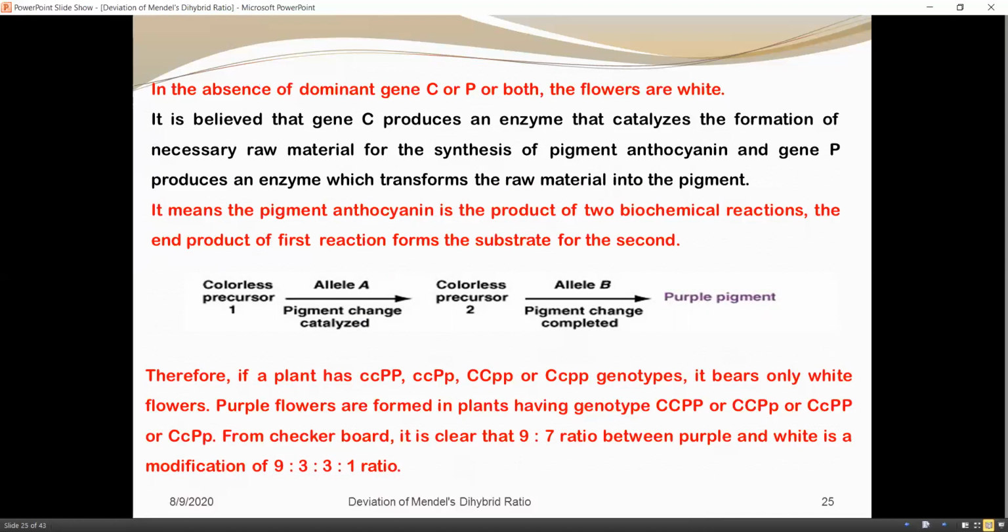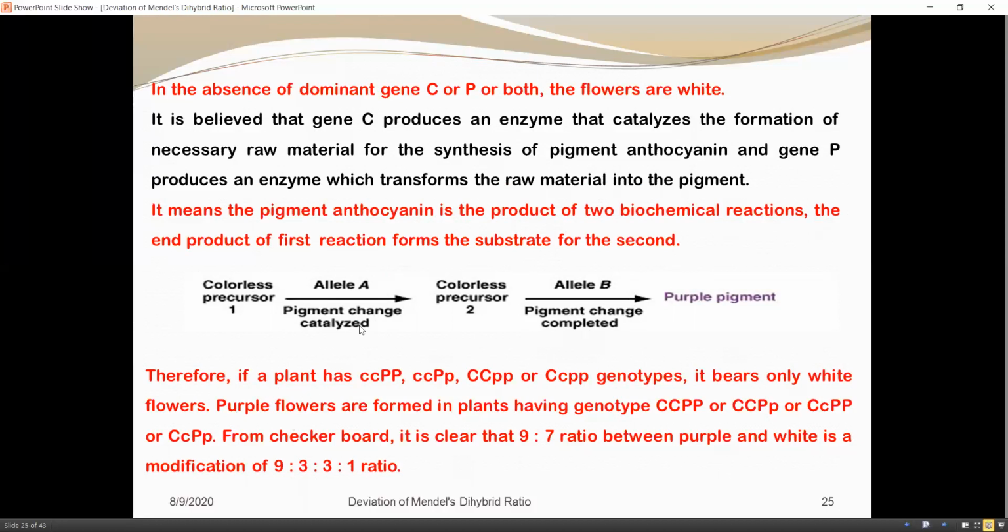It is believed that gene C or gene A produces an enzyme that catalyzes the formation of necessary raw material for the synthesis of pigment anthocyanin, and gene P or B produces an enzyme that transforms the raw material into the pigment. It means that the pigment anthocyanin is the product of two biochemical reactions taking place subsequently. The end product of the first reaction becomes the substrate for the second, which you can see in the flow chart.